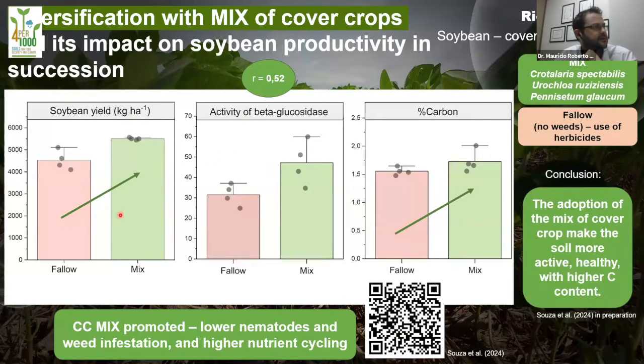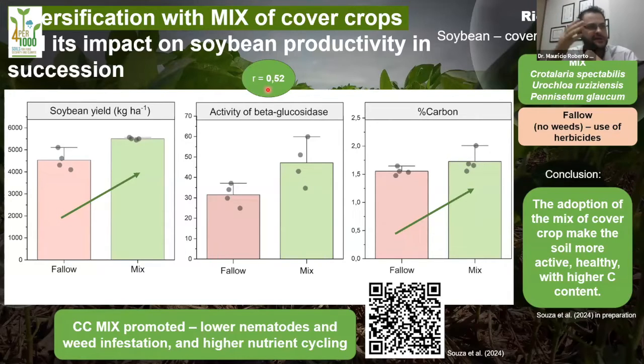Let's see the iron. We can see high crop yield on average. We can see high enzyme activity. It shows us the soil is more active, more healthy, and also we can see a small but significant increase in carbon content in these areas. So the relationship between soybean and carbon is 0.52. I don't know exactly the cause and effect, but we have a correlation.